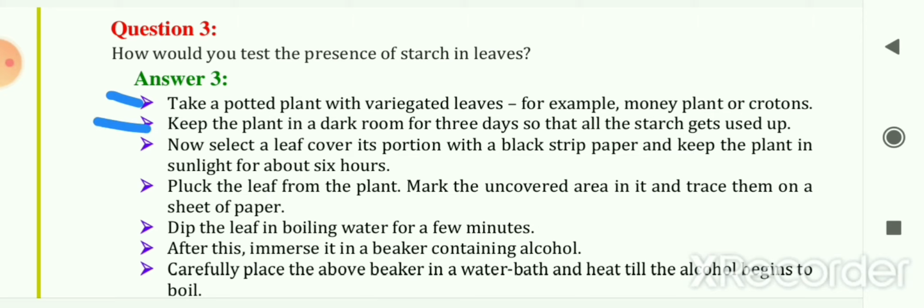Now select a leaf, cover its portion with a black sticky paper and keep the plant in the sunlight for about 6 hours. Now pluck that leaf from the plant, mark the uncovered area in it and trace them on a sheet of paper. Then dip the leaf in boiling water for a few minutes.